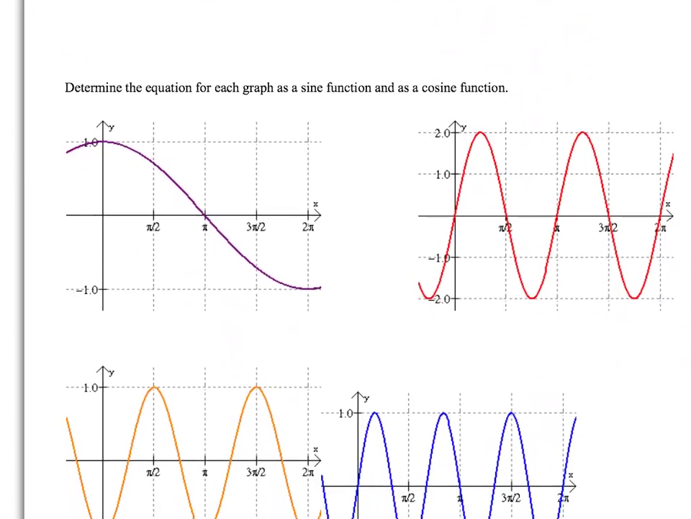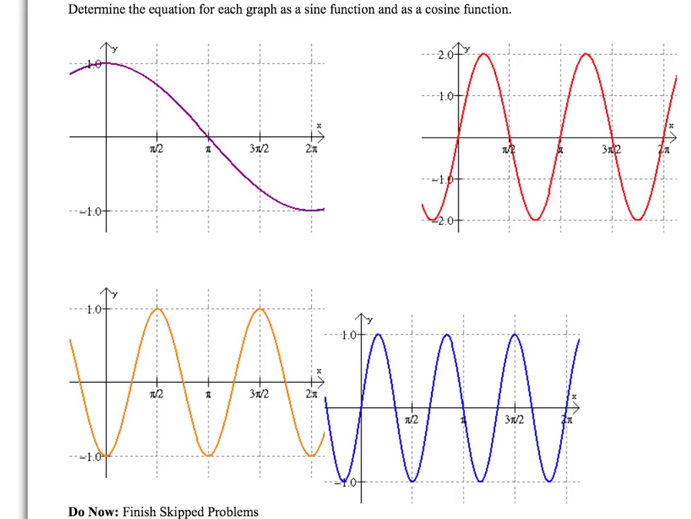The other piece I'm going to look at today is determine the equation for the graph as a sine and a cosine function. So if I look at my purple equation first, since I don't start at 0, 0, I start at the amplitude or the highest point instead. This is more of a cosine graph, and you'll get used to deciding in the future. The amplitude gets up to 1, so I'll start out as y equals 1 cosine.